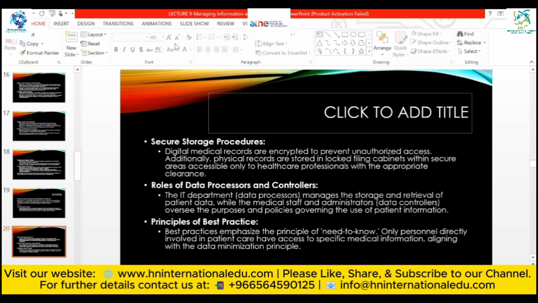Principles of best practice here. The best practice emphasizes the principle of need to know. Only personnel directly involved in patient care have access to specific medical information, aligning with the data minimization principle. The story behind the points is about the healthcare system where we want to fetch data. Now, the points which we discussed in detail from the indicative content in reference to SC 4.1, now I believe you can understand what those points mean by applying them to a real life situation.